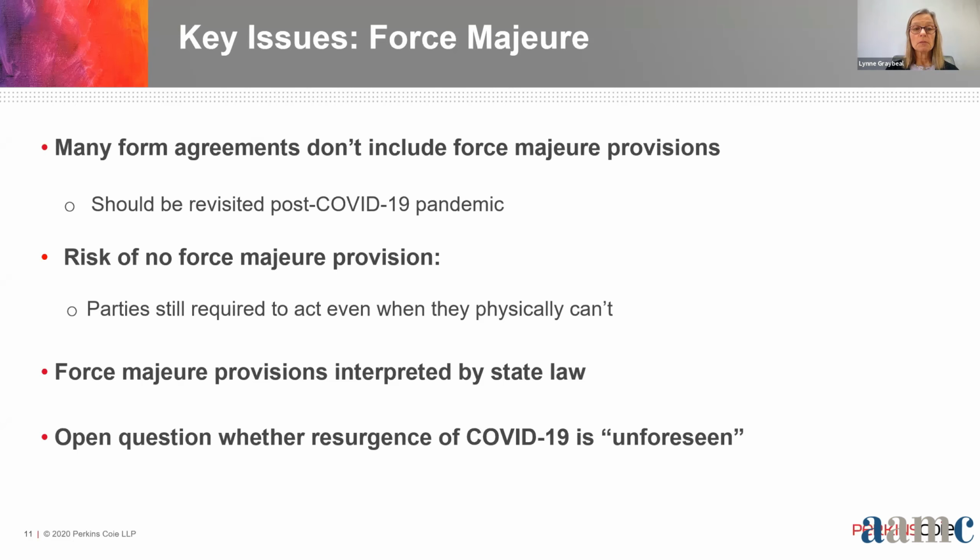The lack of inclusion of a force majeure provision in form agreements as well as negotiated agreements needs to be revisited. And the reason is that if there is no force majeure provision in an agreement, the parties are still required to act even when they physically can't, or even when it's so commercially unreasonably expensive that it just isn't reasonable to act. In my recent experience related to COVID-19, I think both lenders and museums are being very reasonable in their actions, but from a legal standpoint, one or both parties typically isn't very well protected.